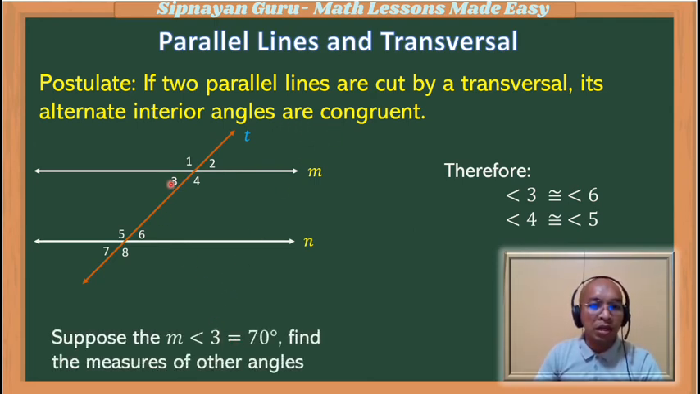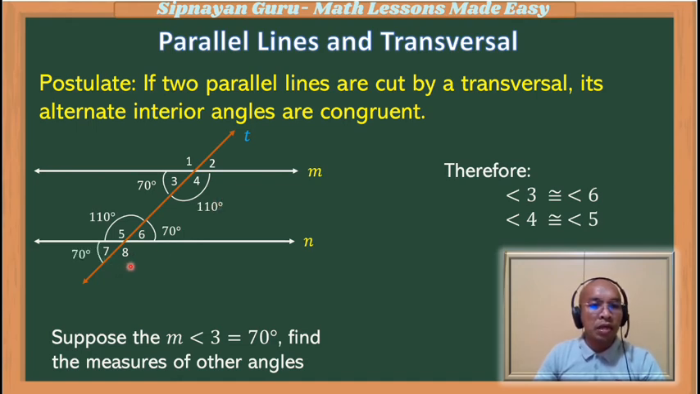Now, let's suppose that angle 3 measures 70 degrees. Find the measures of the other 7 angles. So, angle 3 is 70 degrees. What would be the measure of angle 6? Based on the postulate, the measure of angle 6 is also 70 degrees. Now, what would be the measure of angle 5? As you can see, angle 6 and angle 5 are a linear pair. The sum of these angle measures is 180 degrees. So, 180 minus 70 must be 110 degrees. The same is true with angle 4, since they are alternate interior angles, so it is also 110 degrees.